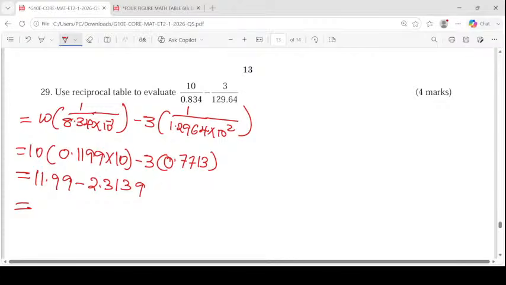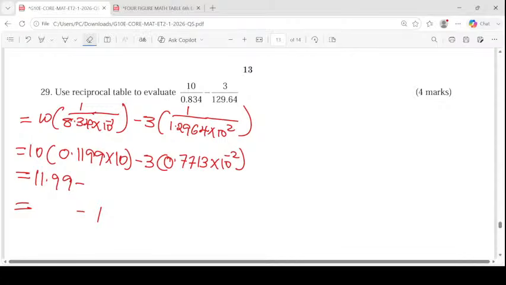So the final answer here becomes 9.6761. I hope that is well solved. No, sorry. I did not multiply this. The reciprocal of 10 power 2 will be 10 power negative 2. Apologies, I think I had that omission.